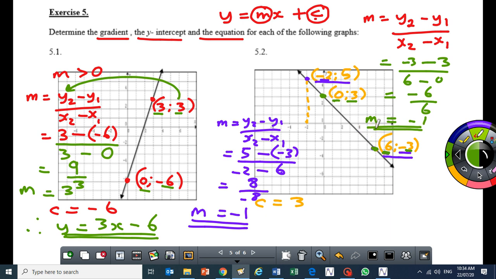Okay, so you can see that any 2 points that you choose along the straight line must give you the same gradient. That's very important. So no one should tell you which point you should choose if you are given the graph. It is your choice. As long as you have at least two points along the line, then you can choose any of the 2 points. Okay, so this is how we find it.